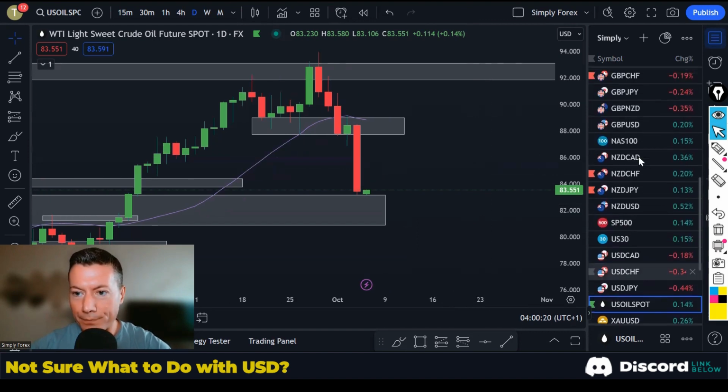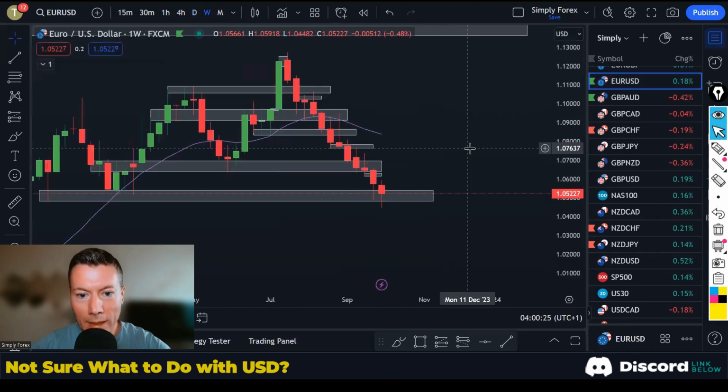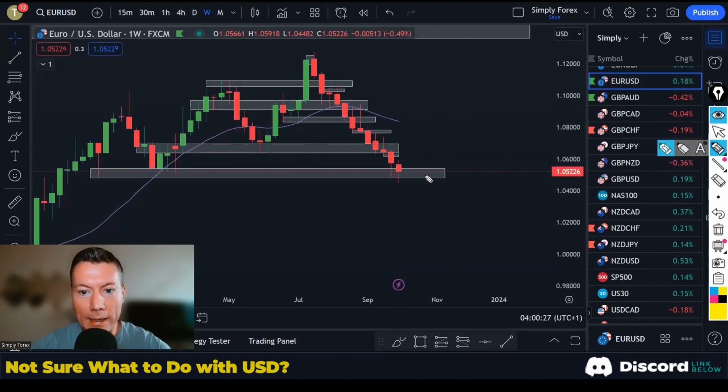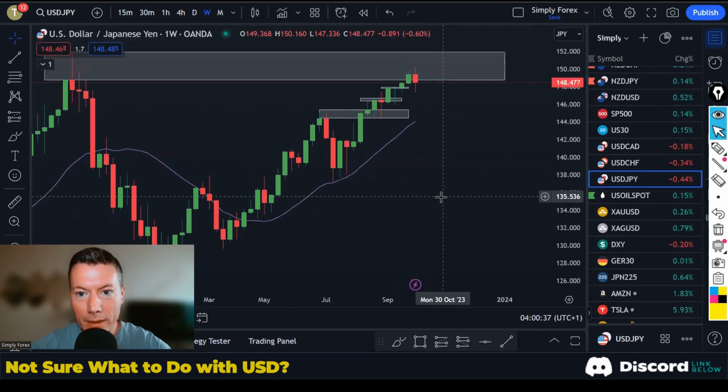So let's have a look at a couple of examples. Euro US dollar is at a wonderful weekly level, and this would suggest we might get some US dollar weakness, some euro strength. Same with US dollar yen. We are at a nice weekly level up here. Maybe we see some US dollar weakness.